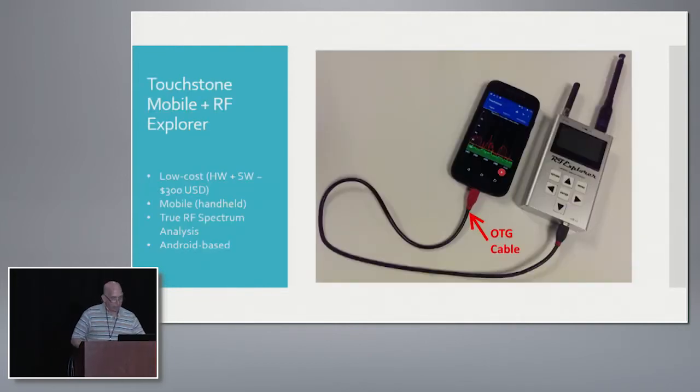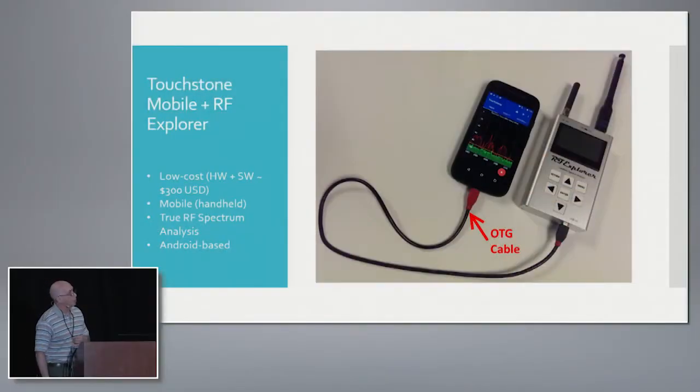Okay, so here, I just want to show you, this is the final product. This is touch-tone mobile running on an Android device connected to an RF Explorer, connected with an OTG cable. You can see the spectrum trace. Again, it's low cost, it's mobile, it's true spectrum analysis.